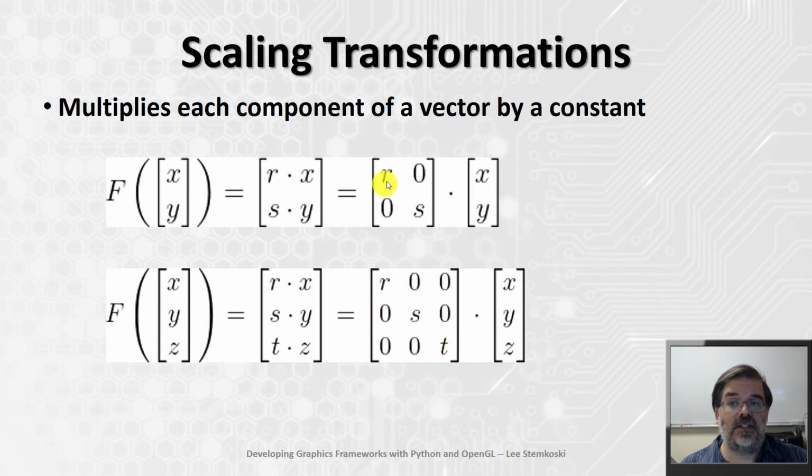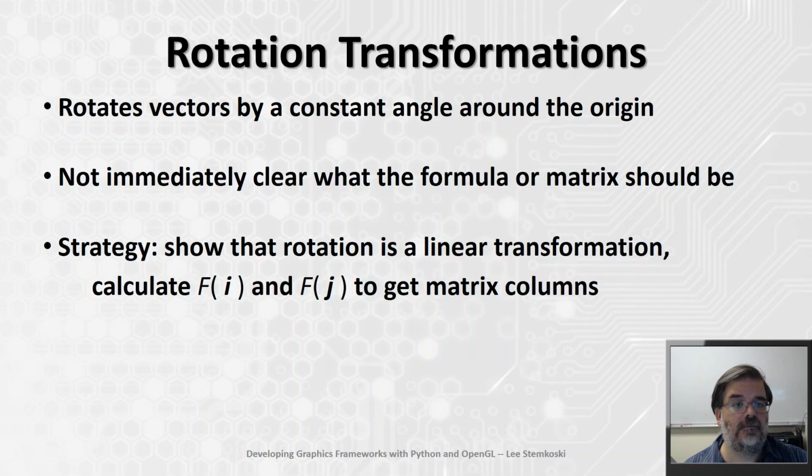And if we scale just by the value 1 in each direction, that's going to give us the identity matrix and the identity transformation. That does not change the value of the vectors at all. And that's really all there is to say about scaling transformations. Rotation transformations are much more interesting to work with.